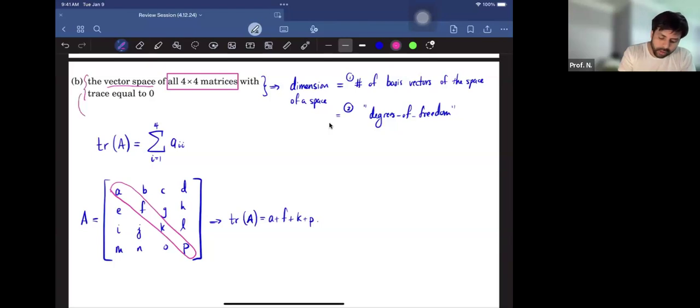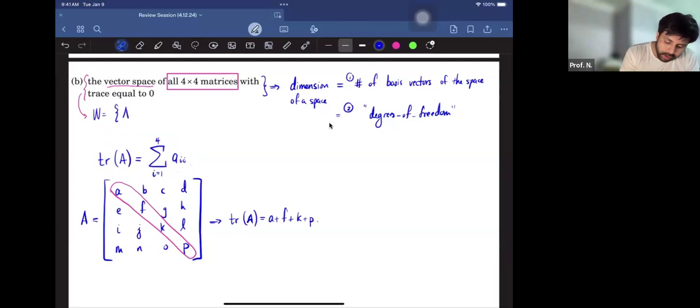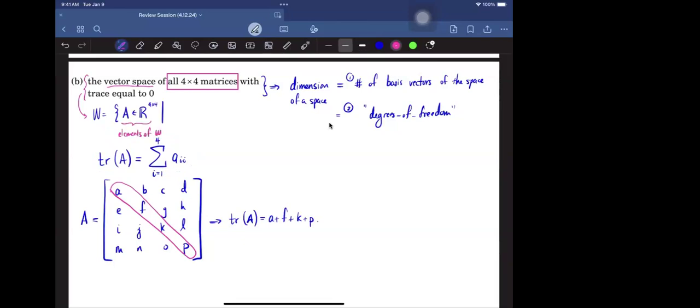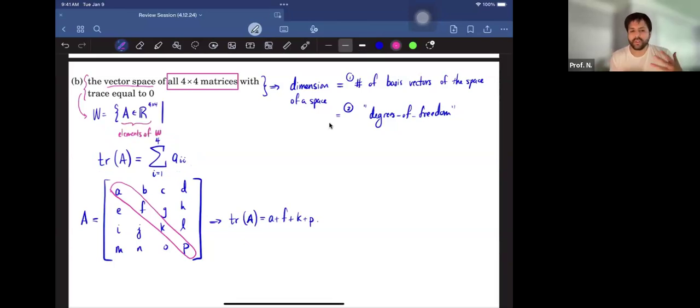I know this might be a little hard at the moment, but let's call this vector space W. Now, how do I define W? It's the set of all matrices. I'm going to call it A, and A is in the vector space of 4x4 matrices. And then what's the condition? You should already start to think about what the elements of W are. This is called set builder notation. What's the notation for how you define a set mathematically?